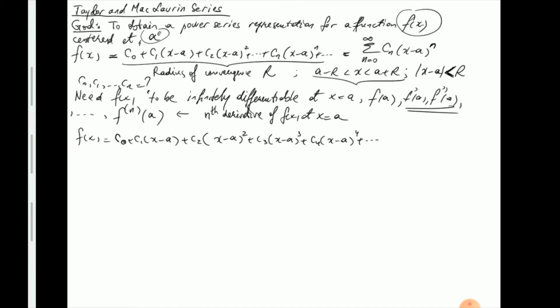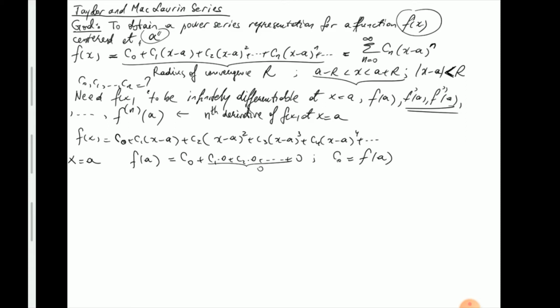So notice if I replace x with a, then on the left hand side we have f of a, and on the right hand side we have c naught plus c1 times 0, c2 times 0. All those guys will be 0 after that. So because all of them are 0 except the first one, you in fact just found the formula for the first coefficient. So the first coefficient in this power series that represents f of x must be f of a.